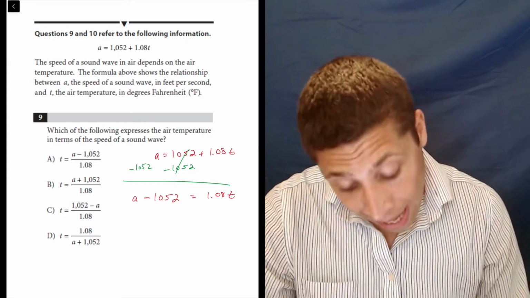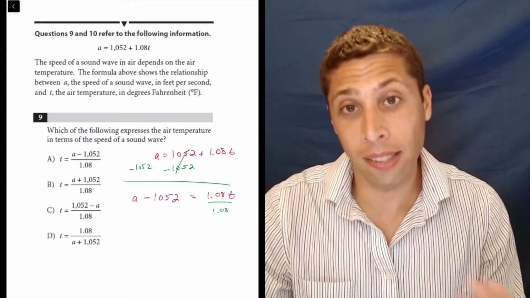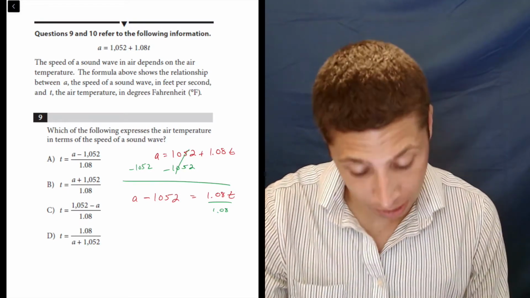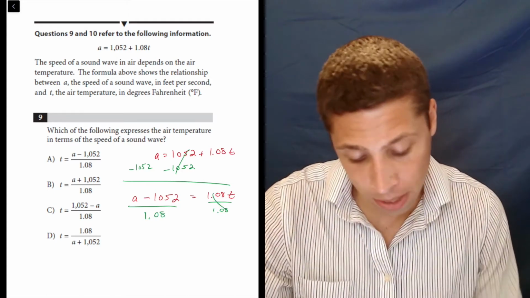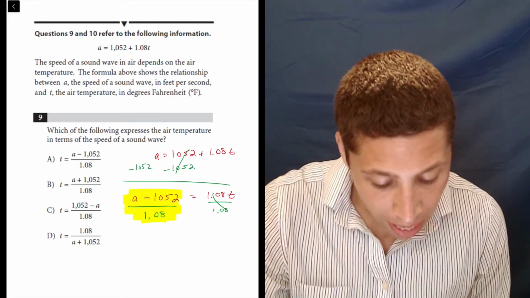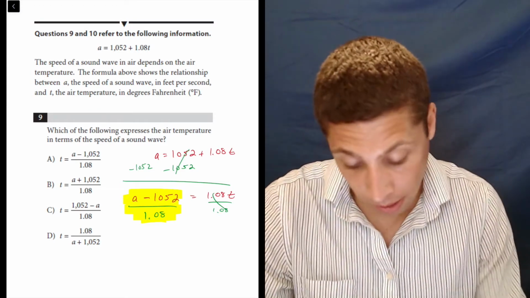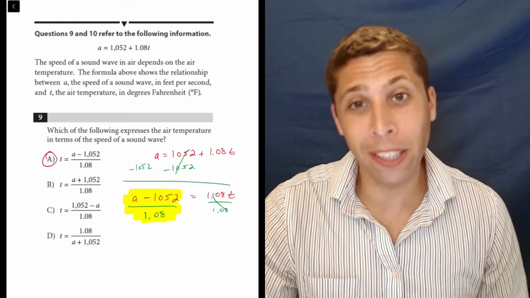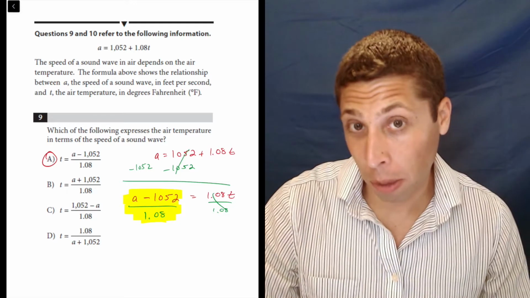The last step is to divide by 1.08, because that is how it's attached to the t, by multiplication. So we use division to cancel that out. And we're just done at that point. That cancels out, but there's nothing that can be simplified here. So my value for t is just A minus 1052 over 1.08. So that's choice A. That is the fastest way, and you definitely need to know that kind of algebra for the SAT. If you don't, you're going to be in a lot of trouble.